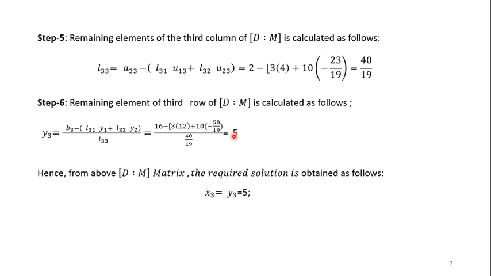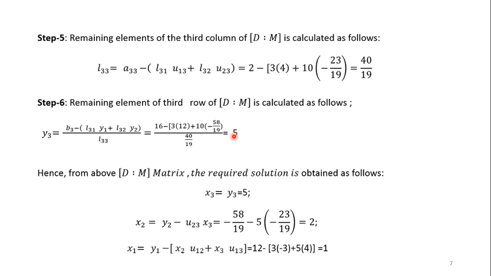X3 equal to Y3 equal to 5, while X2 equal to Y2 minus U23 of X3, equal to this 2, while X1 equal to 1.